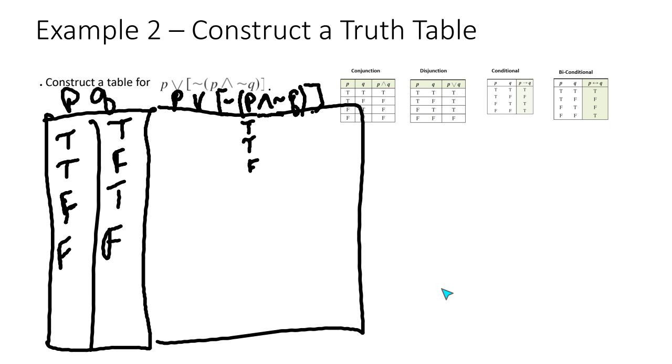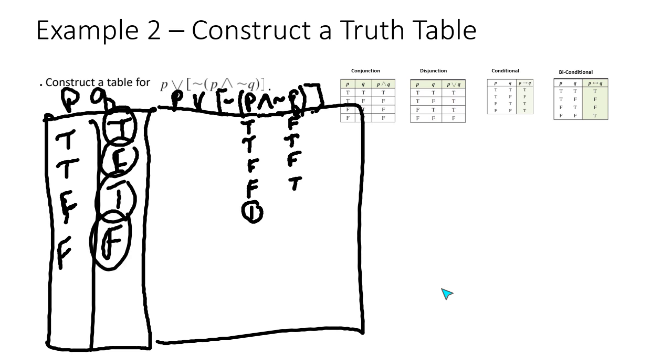Okay, so then the next step is to do the negation of Q. Notice that Q is true here, so the negation would be false. And then you have false, so the negation would be true. And then true is going to become false, and false would become true. So that's going to be our number 2.